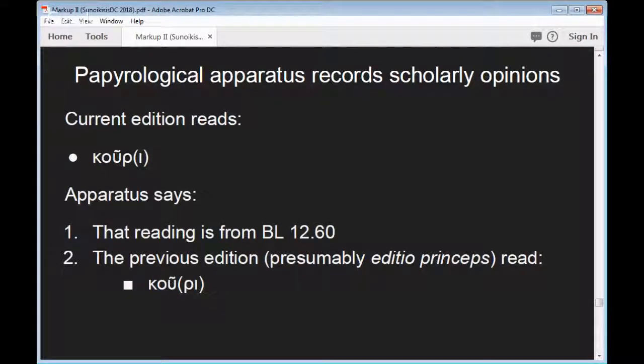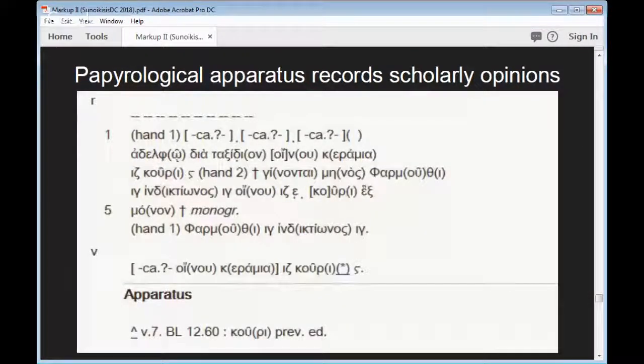And so, as I say, that's a very small difference, but you can see what's going on there. So that's how you display that. You have the text in the body of the papyrus edition showing the reading that we now favour, and in the apparatus we say who gave that new reading and what the previous reading was. Okay, the previous and less favoured reading. It could even be a later and less favoured reading. That can also happen, but in this case, I think it's probably previous.